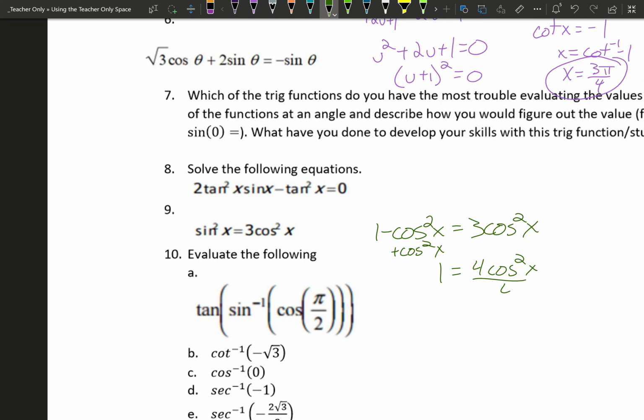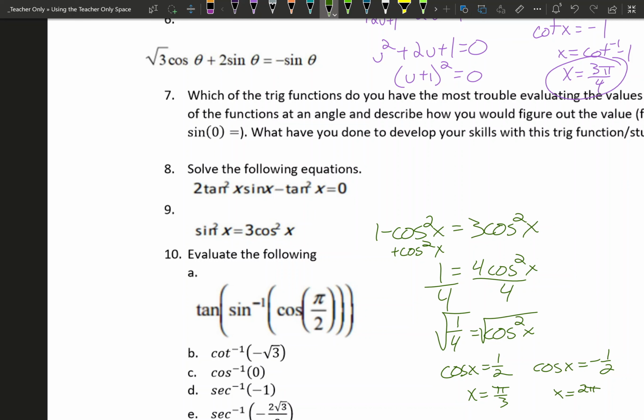Divide both sides by 4. When we take the square root, don't forget you have to look at the positive and negative sides. So we know that cosine of x is equal to 1/2, and cosine of x is equal to negative 1/2. So x is either equal to pi over 3 or 2 pi over 3.